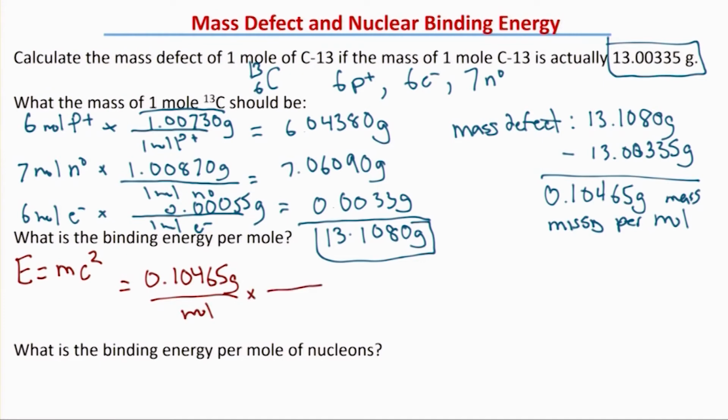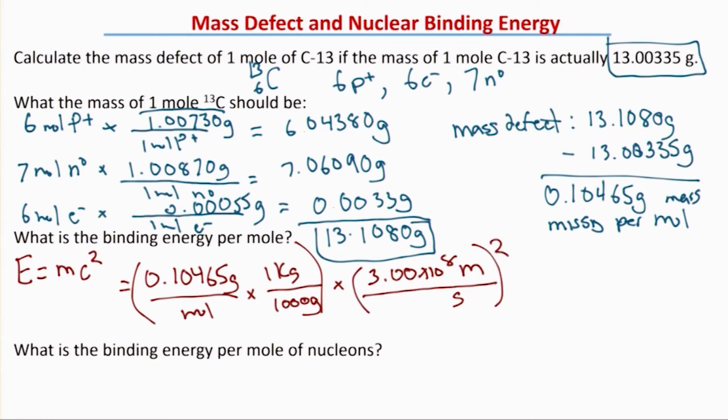That's our simple conversion. In 1 kilogram, there are 1,000 grams. And that's the m part right here. We'll just keep that separate. Now we're going to do the c squared part. So our speed of light is 3.00 times 10 to the 8th. Units on that are meters per second, and this is squared. So this will now be meter squared per second squared. Get your calculators out. Solve along with me.